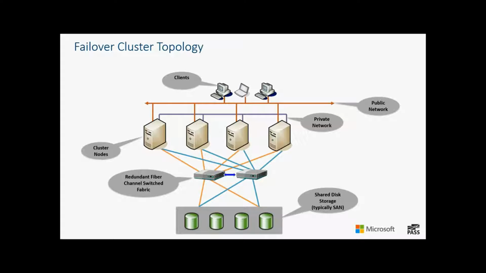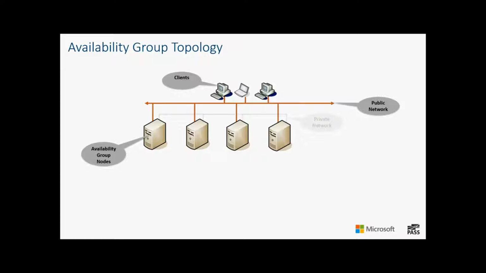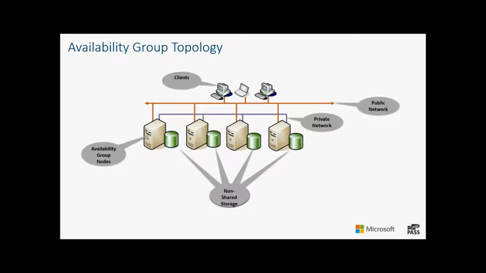And note that the SAN in many of these architectures is a single point of failure. And there are, of course, ways to architect around that, but that adds complexity, and with complexity comes expense. So let's take a peek at a basically equivalent AG topology. So we have the first 4 components that are exactly the same: clients, public network, the nodes, and the private network. Where's the storage infrastructure? There it is, local to each node.